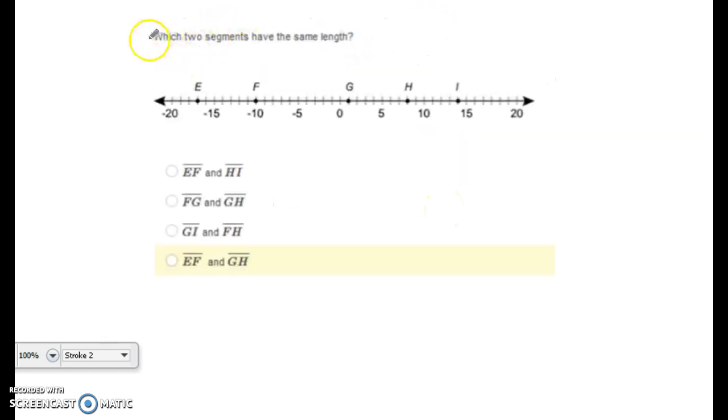All right, which two segments have the same length? So again, we're just going to be counting. All right, so let's see. EF, that's 6 units, right? From negative 16, or wait, is that 7 units? Let's count. 1, 2, 3, 4, 5, 6, 7. That's 7. Okay. And then HI, let's count it. 1, 2, 3, 4, 5, 6. So those are not the same.